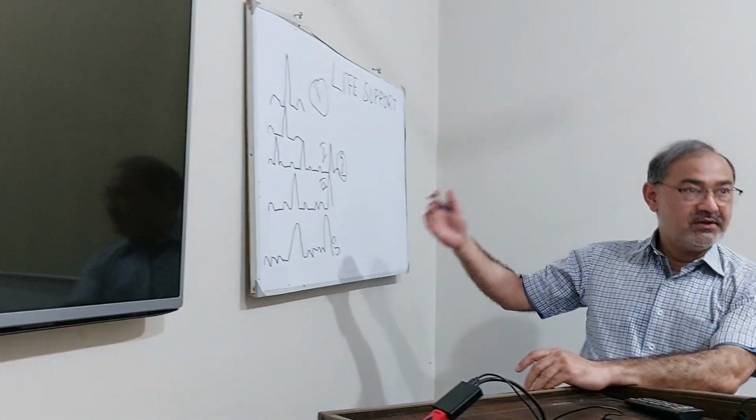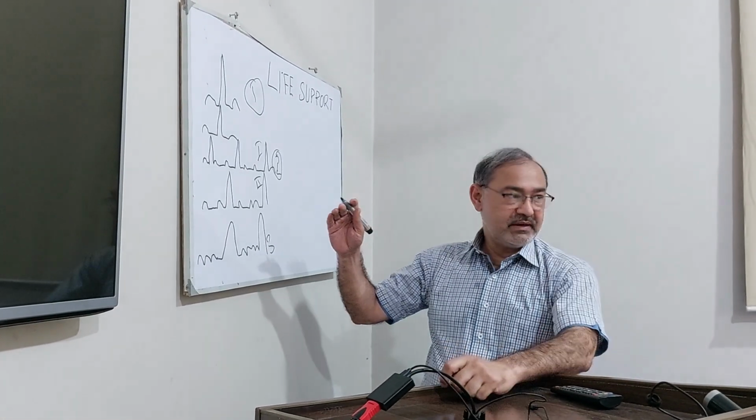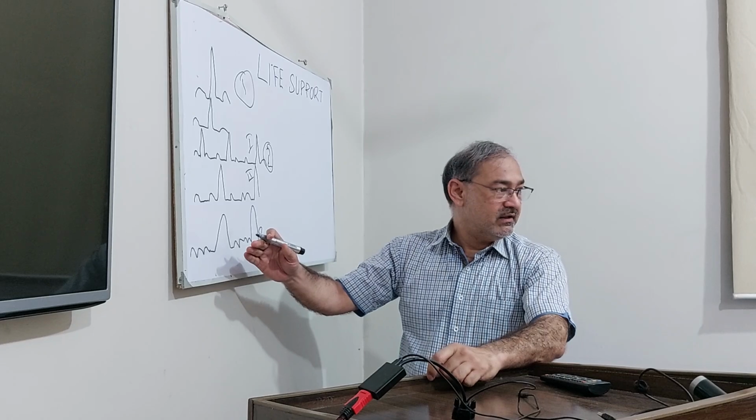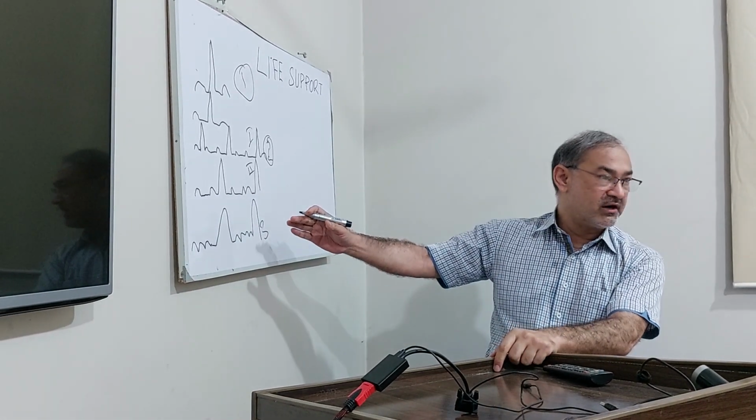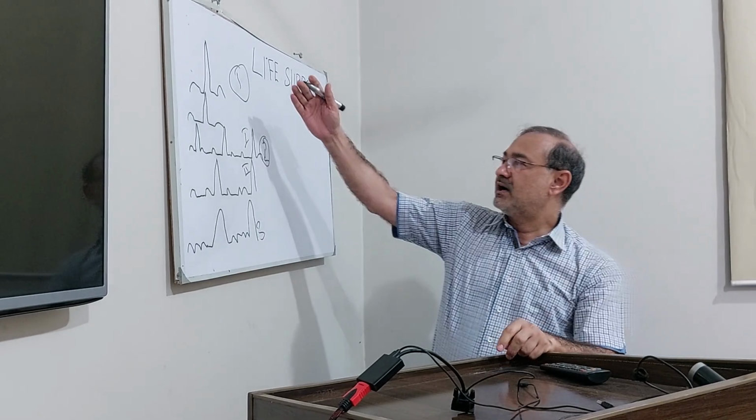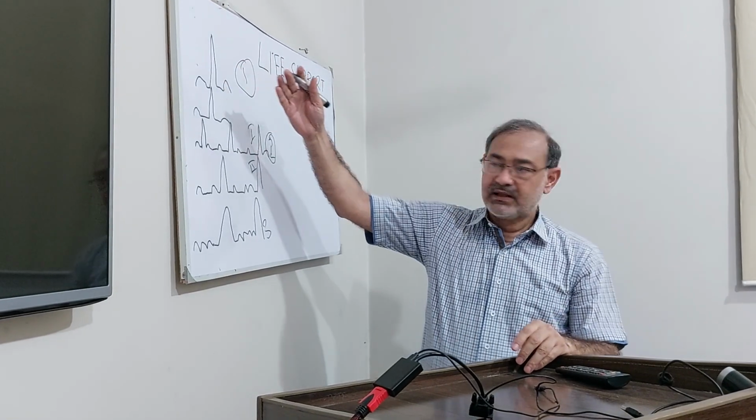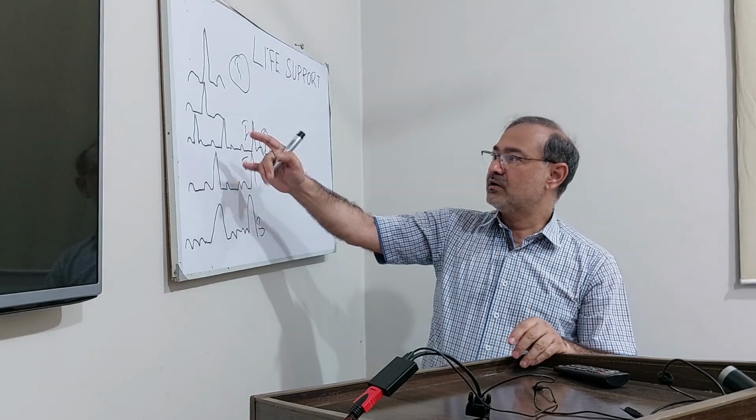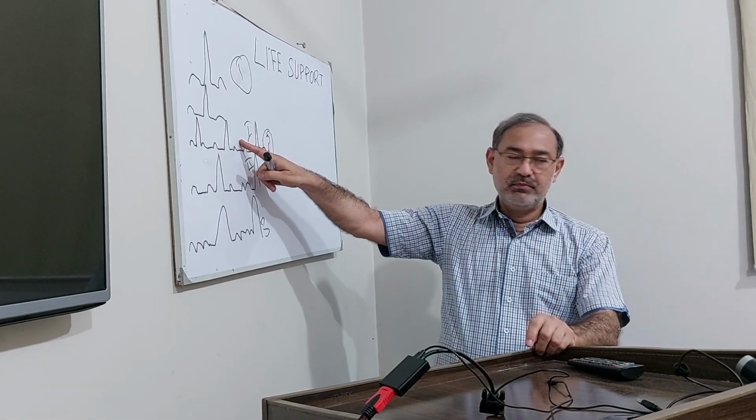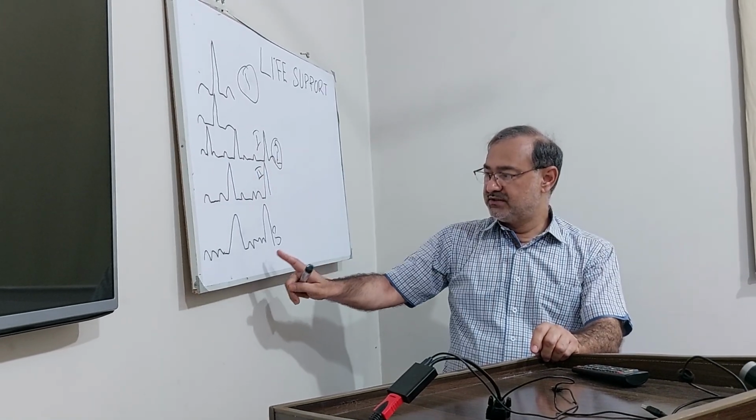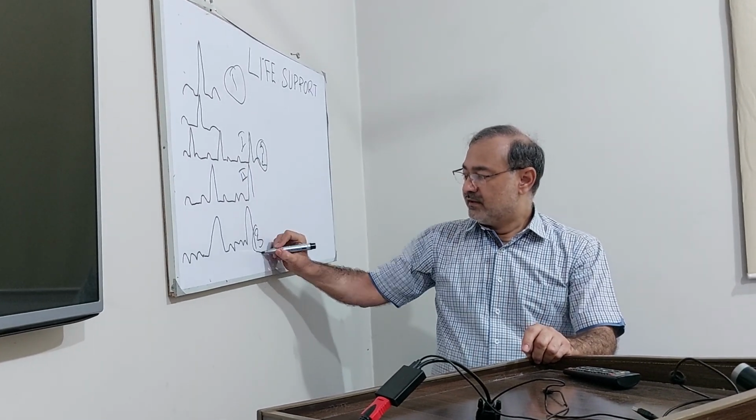There is a dissociation of atrial contraction and ventricular contraction. So this is sinus rhythm. This is first degree heart block. This is second degree, Mobitz type 1 and Mobitz type 2, and this is third degree heart block.